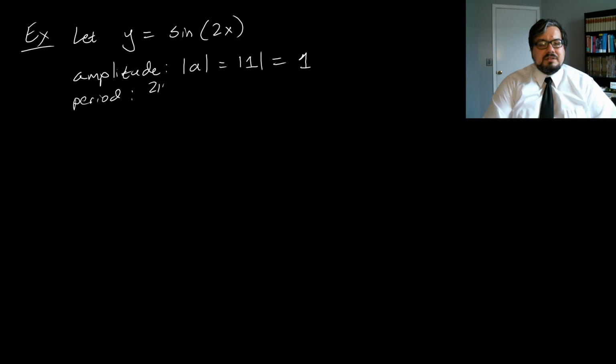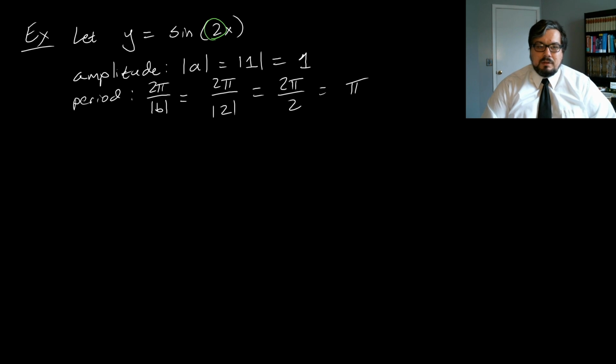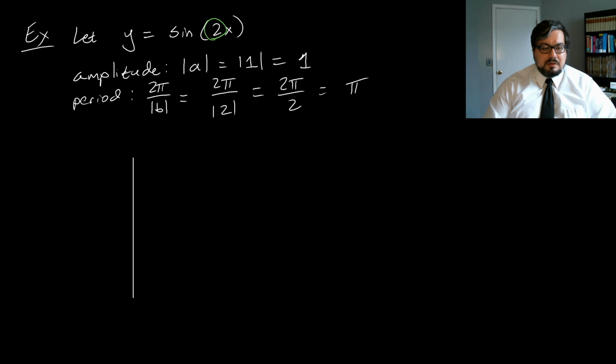And its period is going to be 2 pi over the absolute value of b. Now the absolute value of b in this case is the absolute value of 2, because b is 2 right here. And so that's 2 pi over 2, which is pi. So that means that the period of this function is pi. Let's graph it out. So now we want to start by noting pi here, and we'll go ahead and give 2 full cycles of this function. So we'll also go to negative pi over on the left.